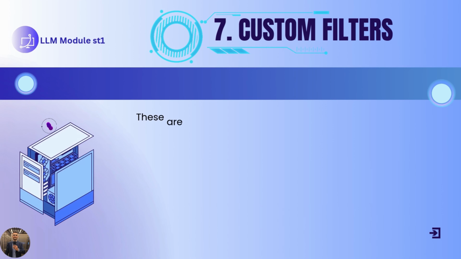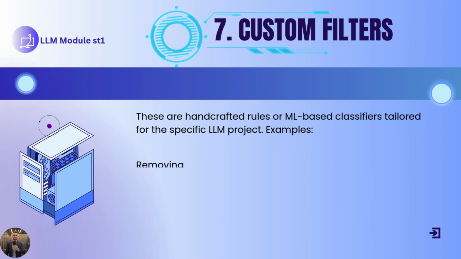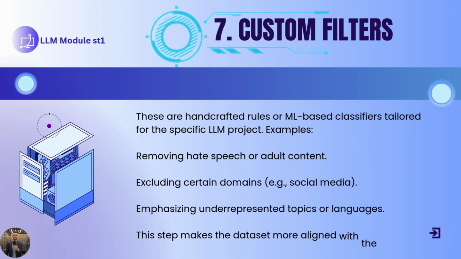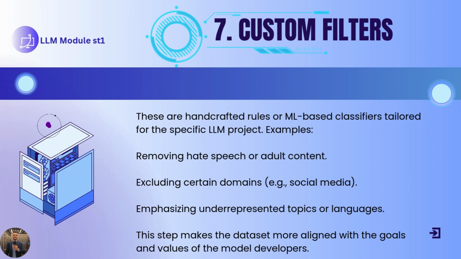Thanks again. Okay, let's move forward. 7. Custom filters. These are handcrafted rules or ML-based classifiers tailored for the specific LLM project. Examples: removing hate speech or adult content, excluding certain domains, e.g. social media, emphasizing underrepresented topics or languages. This step makes the dataset more aligned with the goals and values of the model developers, so I think it's very clear and doesn't need any comments from Eva.